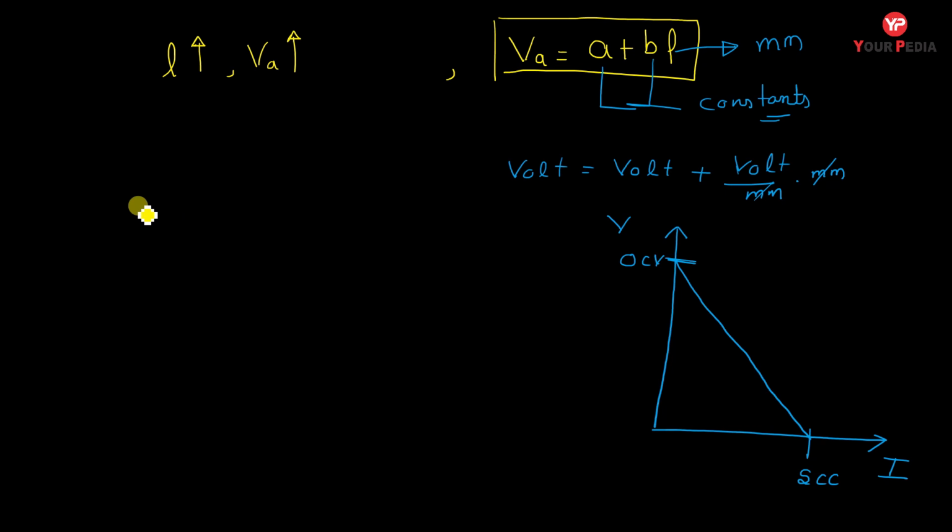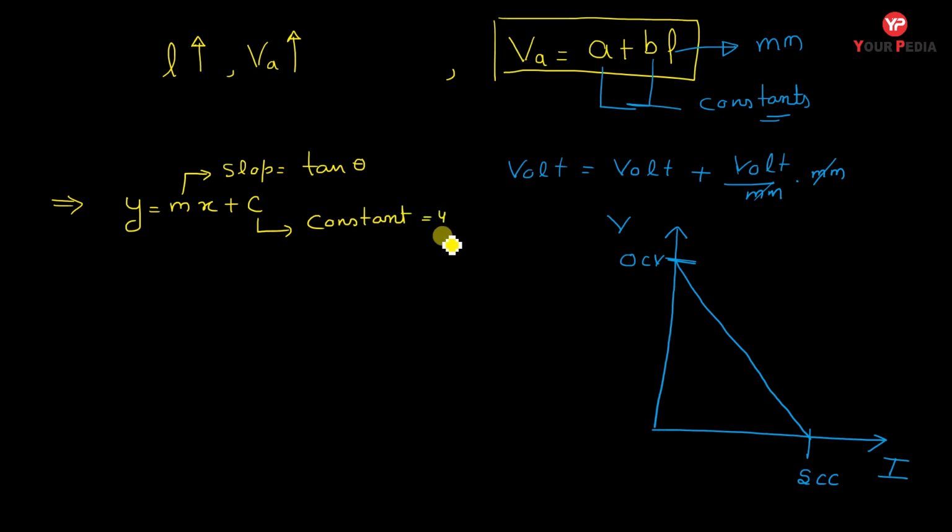Now this graph is linear. For a linear graph, the equation of line is y equal to mx plus c, where m is slope and slope equal to tan theta, and c is constant, equal to the y intercept. So this is the equation of a straight line.